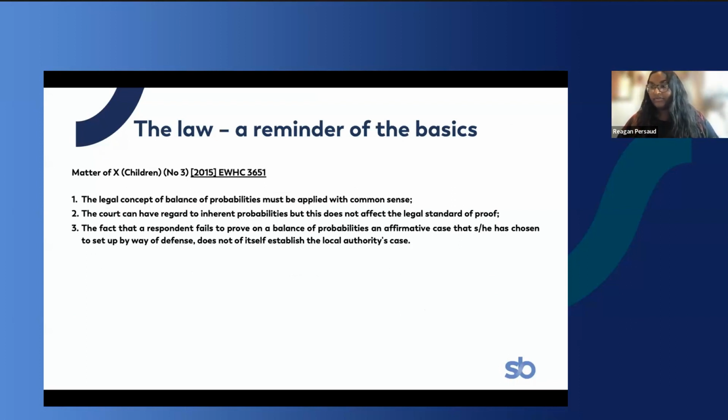And if someone fails to prove on the balance of probabilities their defence, that in itself is not enough to say the local authority has established its case.